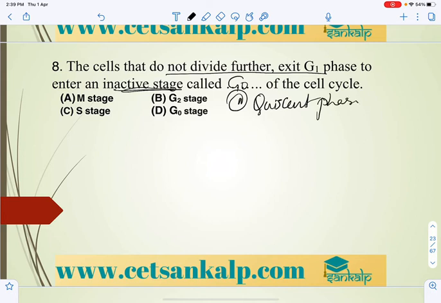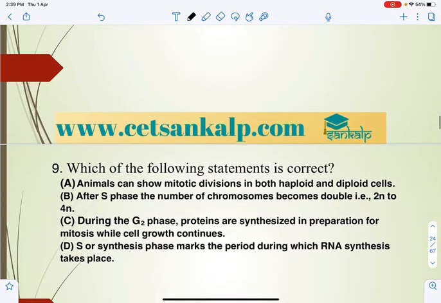Which is also called the quiescent phase. Here the cells are metabolically active but there will be no further proliferation or division.